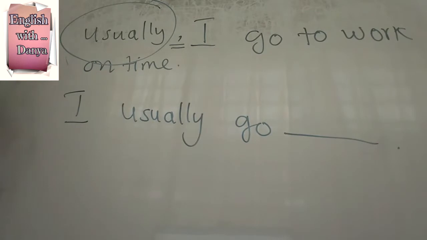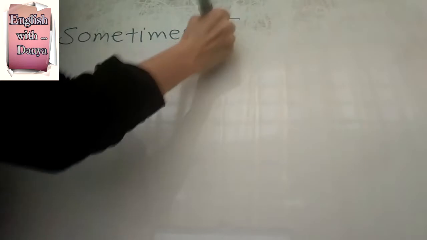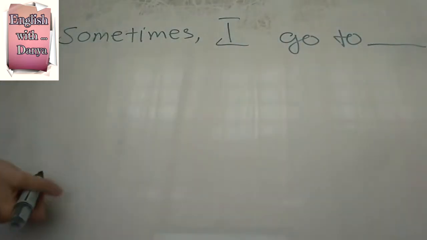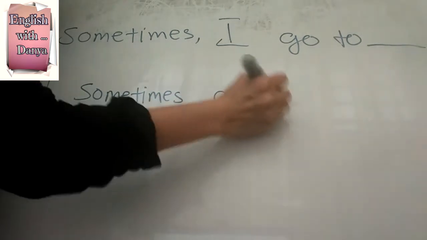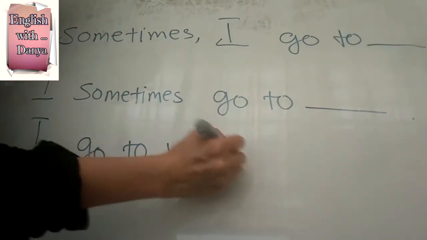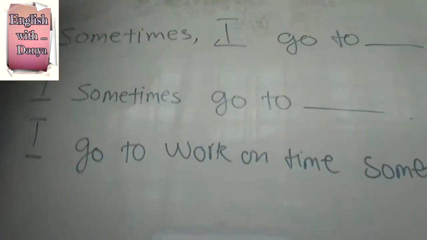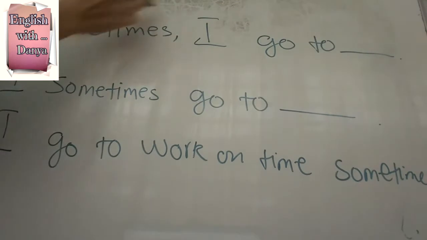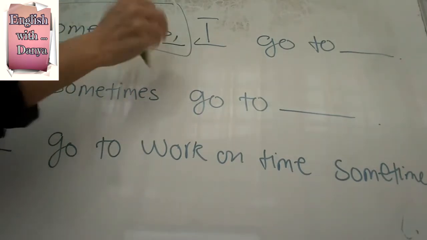All right? Now let's look at sometimes. Sometimes you can use it in either way. Like here you can use sometimes at the beginning: sometimes, I go to work on time, or I sometimes go to work on time, or I go to work on time sometimes. So we use sometimes at the beginning of the sentence. If you want to use it at the beginning of the sentence, make sure to use the comma.